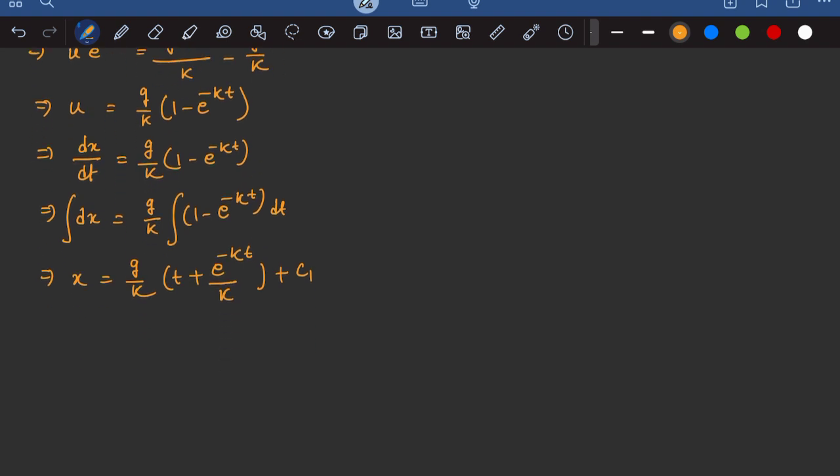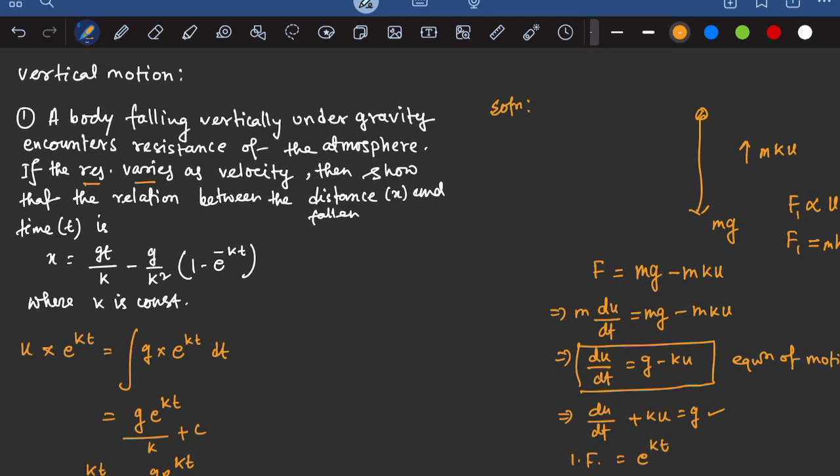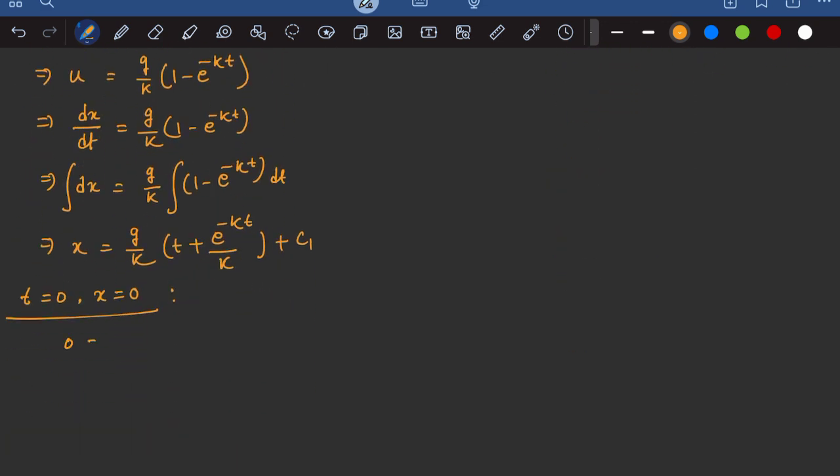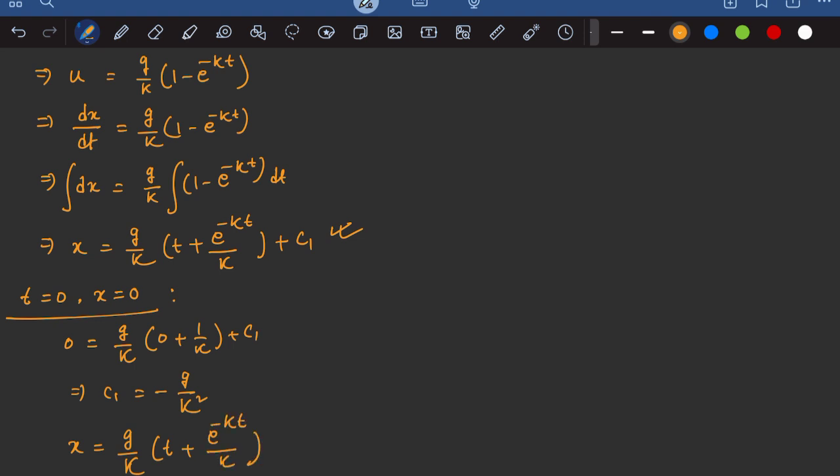Here you can see c1 is the constant, so you need to apply the conditions. At t equals 0, initially the distance traveled is also 0, so no distance traveled. If you immediately put this in, you get g/k times (0 plus 1/k) plus c1, so c1 equals minus g/k squared. Back substitution gives you x equal to g/k t plus e^(-kt)/k minus g/k squared.